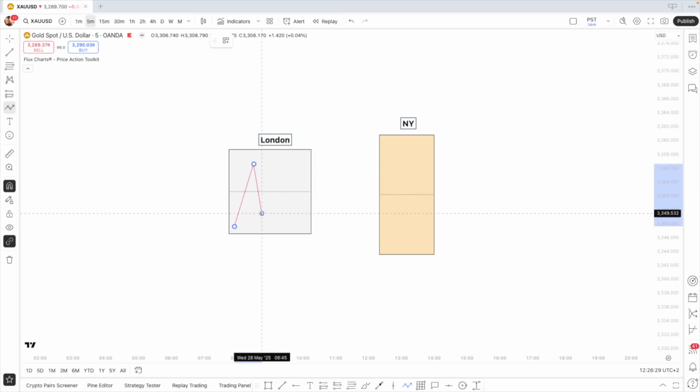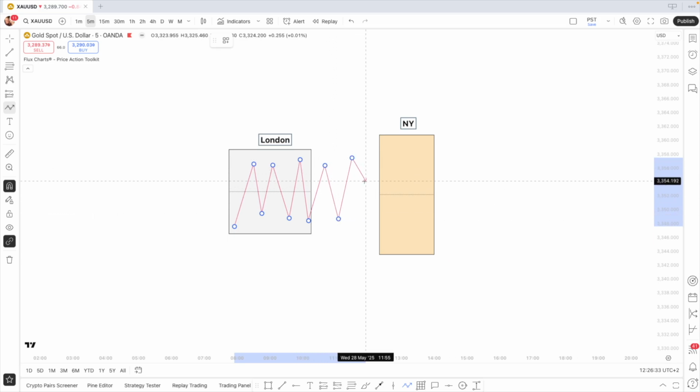So if this is London, and New York starts, the one trading setup we're going to look for is during New York, we need to take the London high or the London low. We're going to wait for a fair value gap to form after the highs or the lows are taken. And then we are going to enter our trade right over here and continue downwards.